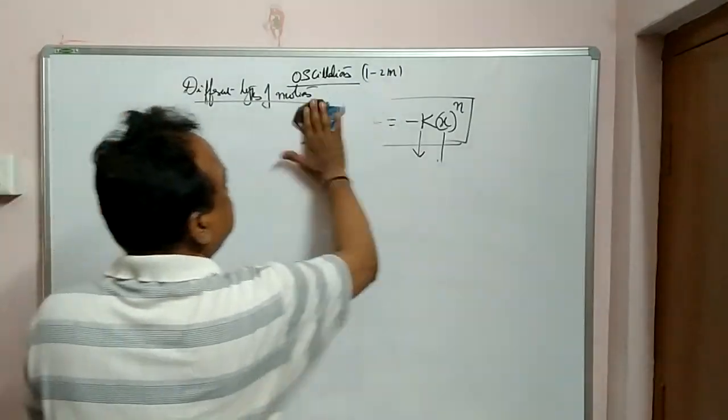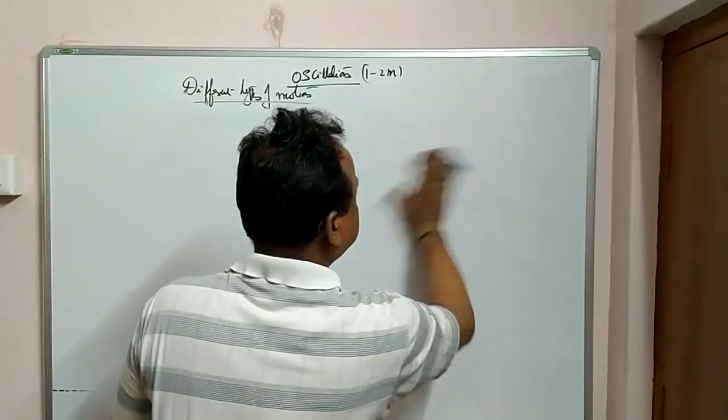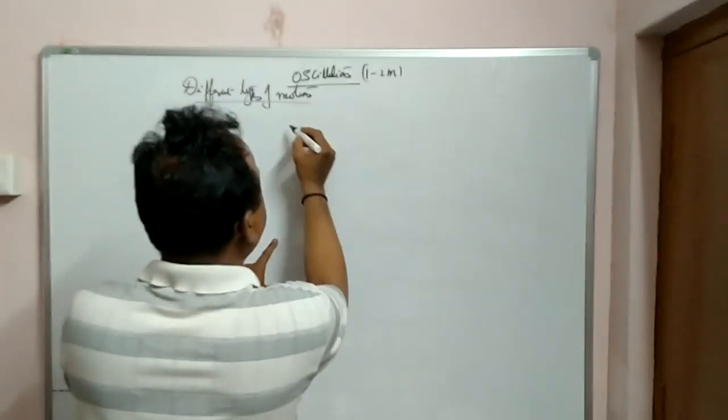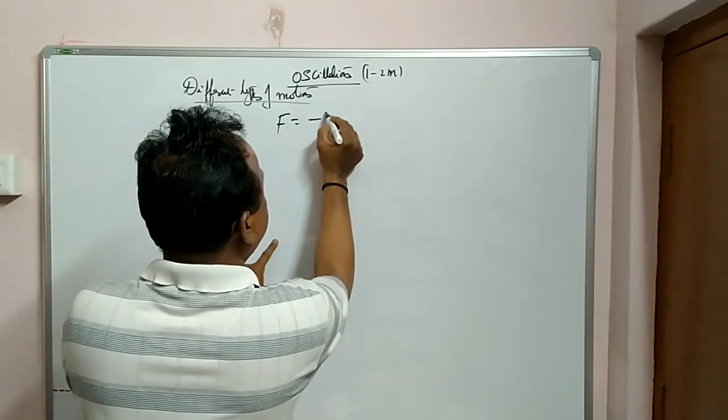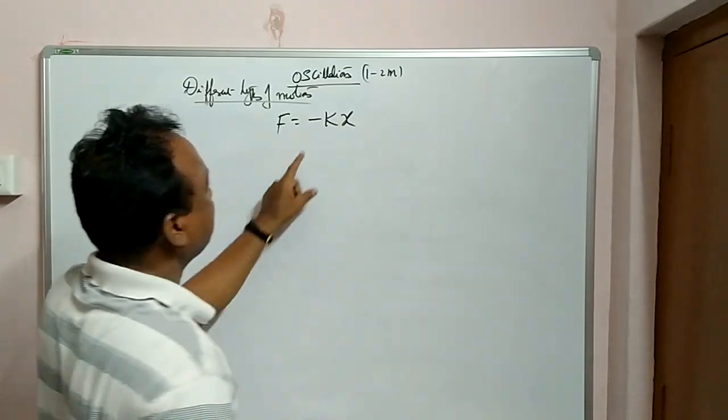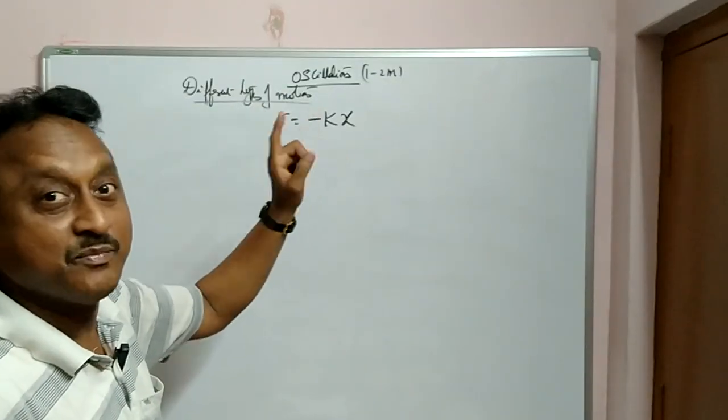Now let us go to the next thing. See here. For example, just now I told you the condition F is equal to minus kx. This is the equation for simple harmonic motion.